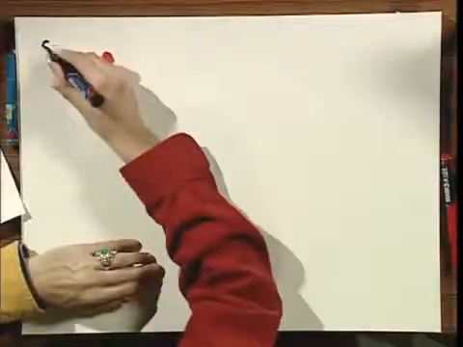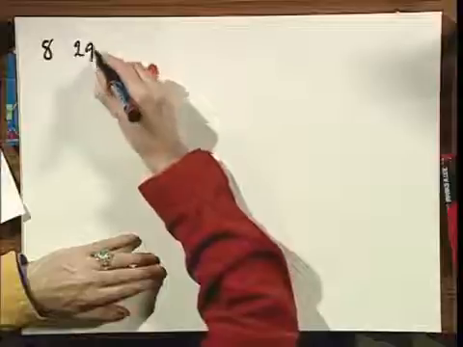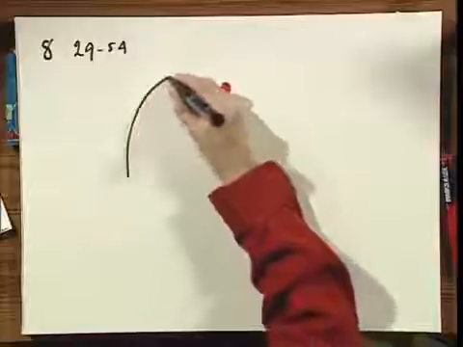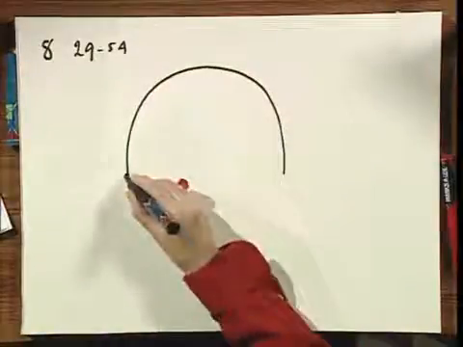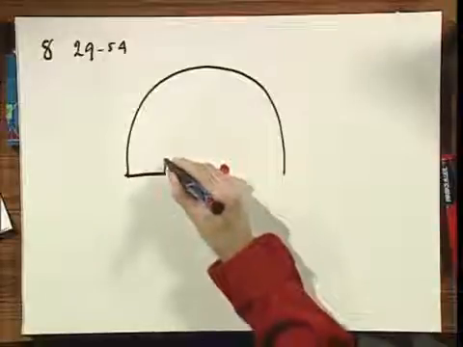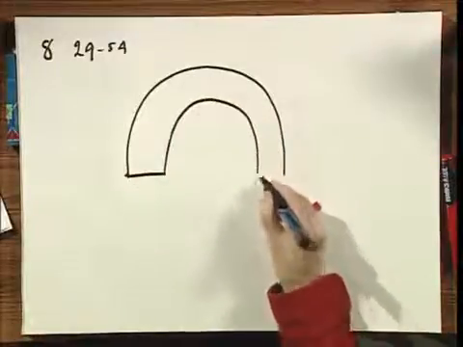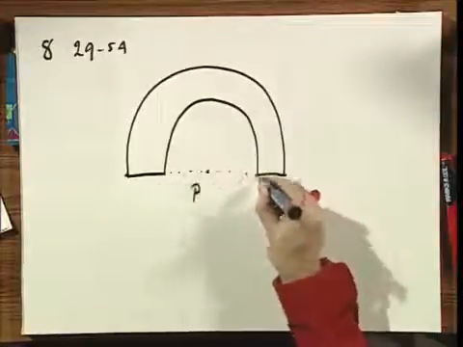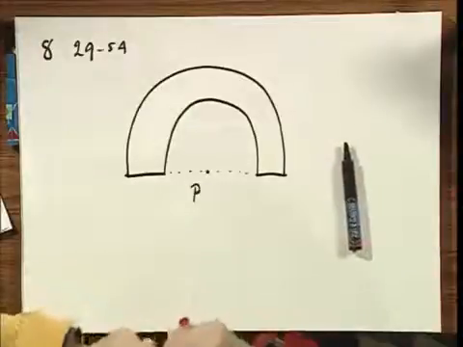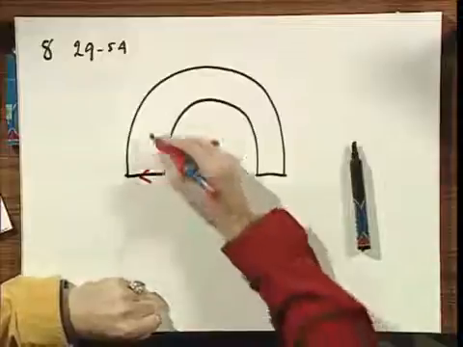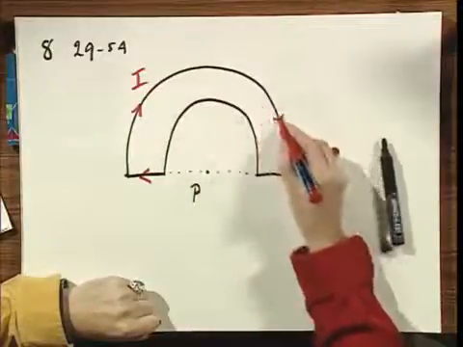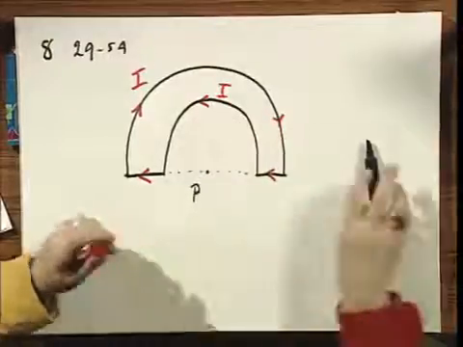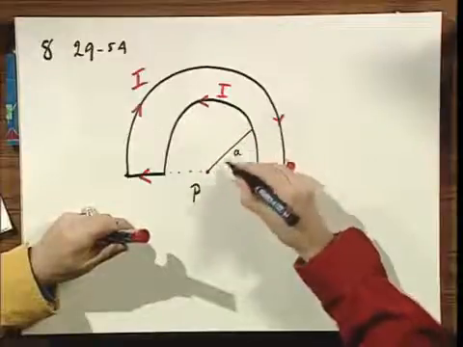Problem number 8. And problem number 8 is 2954. Now we deal with circular wires. Half circle. And another half circle. And here is a point, let's call it point P, exactly at the center of these circles. And there is a current flowing in this direction, I. And this has a radius A, and this has a radius B.